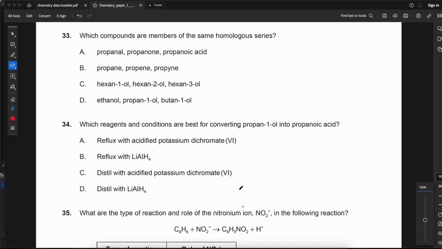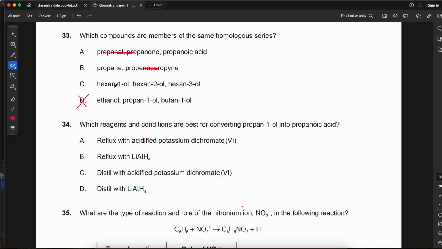Which compounds are members of the same homologous series? Okay, for this one it is aldehyde, ketone, and carboxylic acid, so it's no. Propane, propene, propyne: alkane, alkene, alkyne, no. This one, alcohol, alcohol, alcohol, and also alcohol. But the answer is D instead of C.